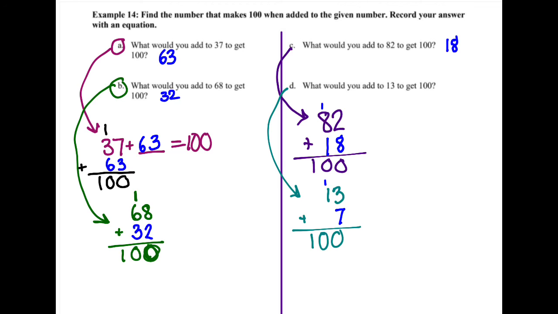Haha, that was brilliant, huh? I gave you the answer. These two give me 2. What do I add to 2 to get 10? 8. So the answer for that one is 87.